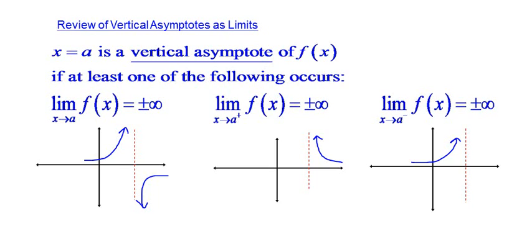Recall from Unit 1 that x equals a forms a vertical asymptote of f if the limit of f as x approaches a goes to infinity or negative infinity from one or both sides of a.